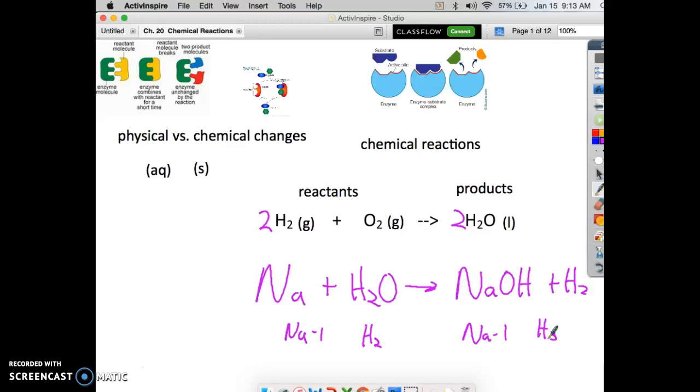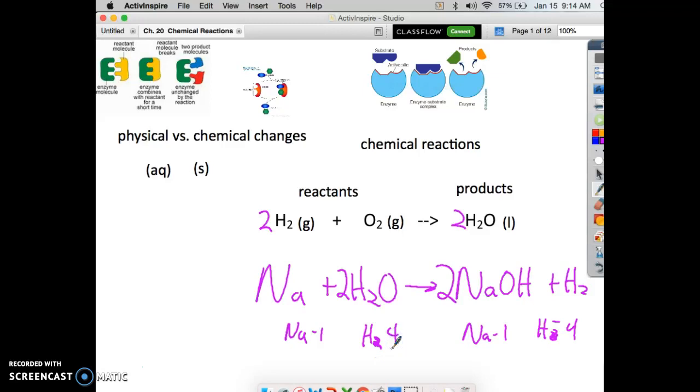Usually the first thing you want to do is take the odd one and do something to make it even. So I would put a 2 in front of this, and now there's two hydrogens. Two hydrogens makes a total of 4. Okay, so now I have a total of 4 hydrogens over here, but I only have 2 over here. So I'm going to have to put a 2 in front of it, and now I have 4 hydrogens.